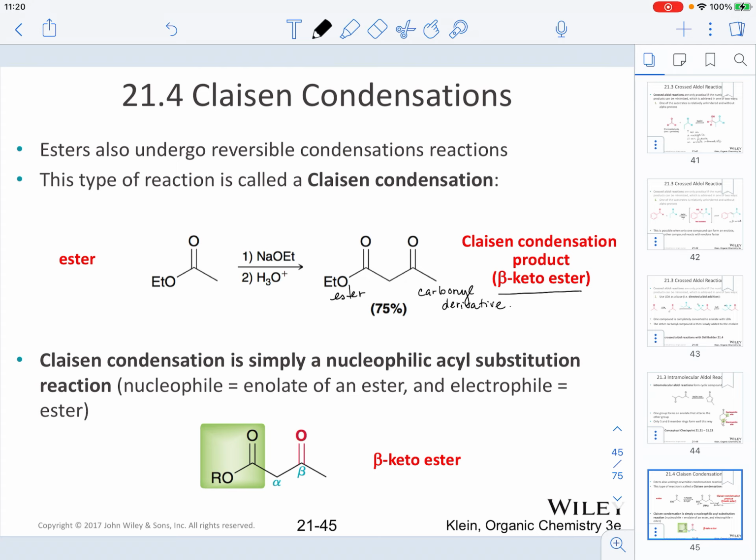So understand that a Claisen condensation is simply a nucleophilic acyl substitution reaction in which the nucleophile is the enolate of an ester, while the electrophile is going to be an equivalent of the ester itself.